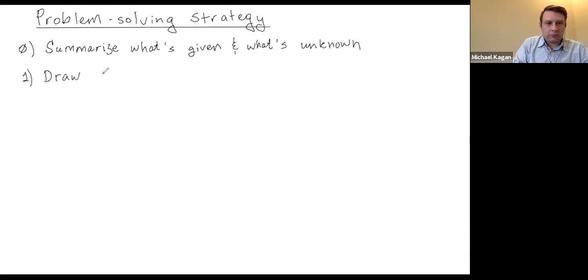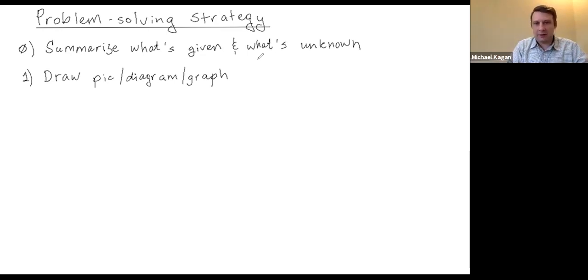Okay. And draw a picture, diagram, graph, whatever is applicable. Sometimes more than one of these. I don't recommend putting numbers in your picture. Just put symbols. The symbols are explained in step number 0. Okay, so the idea behind steps 0 and 1 is to extract all the information from the text, from the statement of the problem, so you don't need to refer to it ever, that you have everything compactly summarized on your paper or screen.